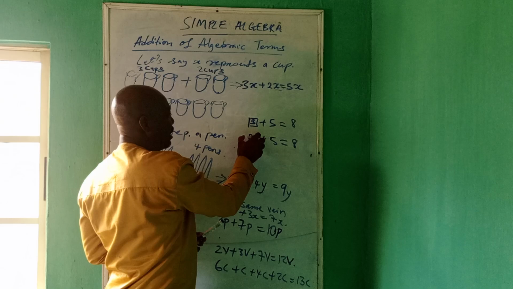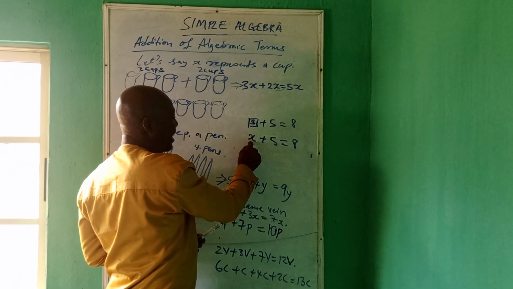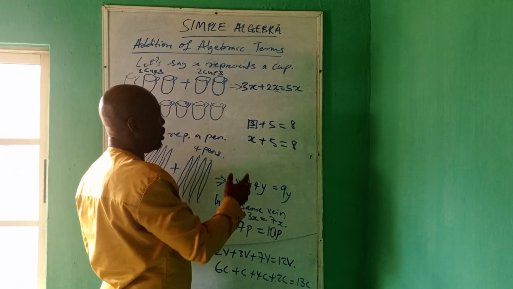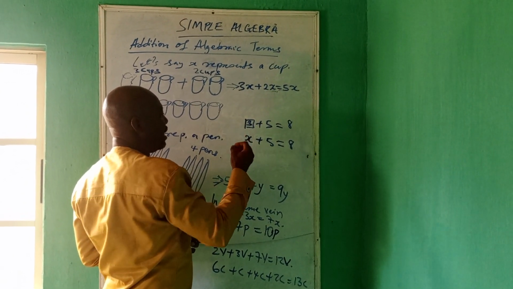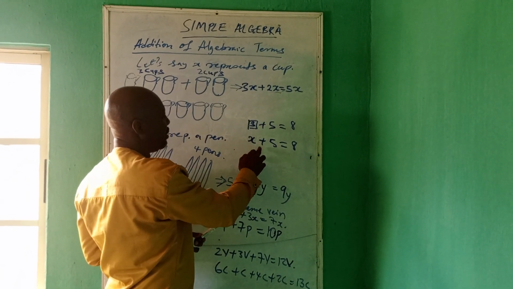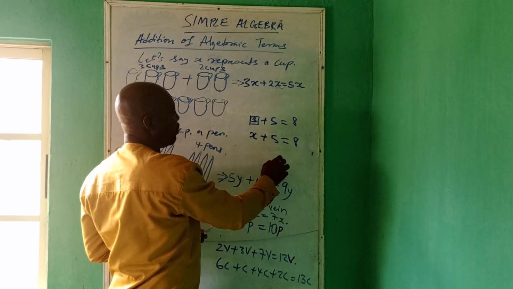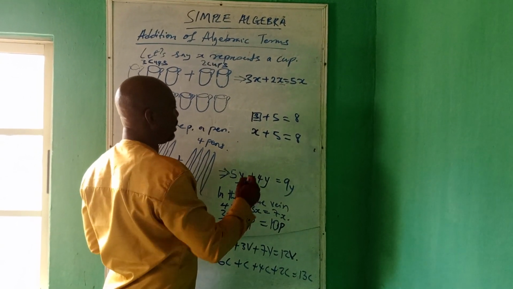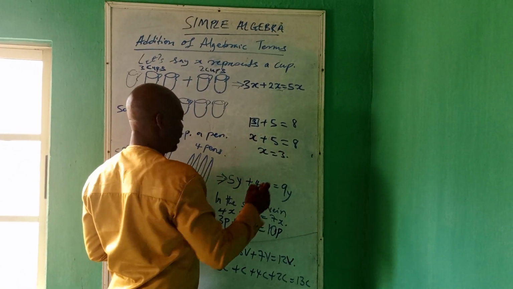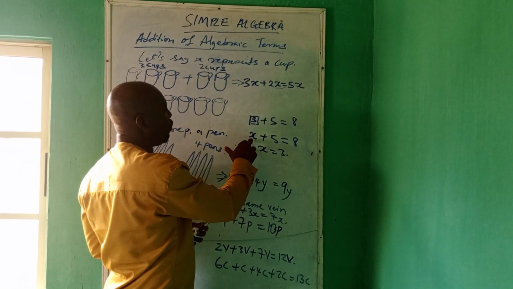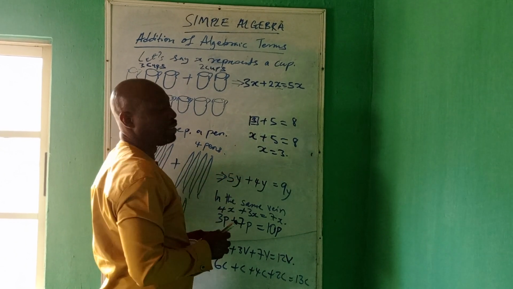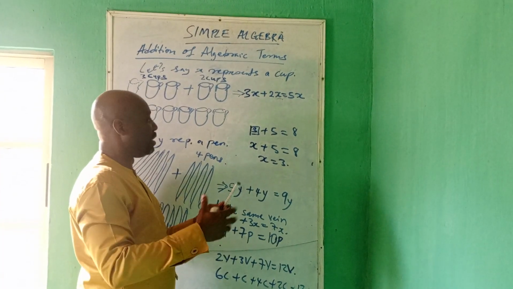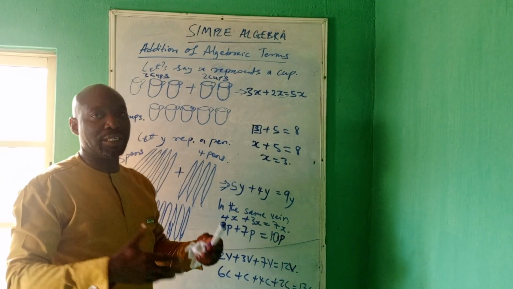When you now, in your secondary school, replace this box with X, the same thing you are going to do. Now, X stands for a number that we add to 5 to give you 8. And in this case, X is equal to 3. So the introduction of letters to mathematics is what we call algebra. In algebra, we now have letters in mathematics.